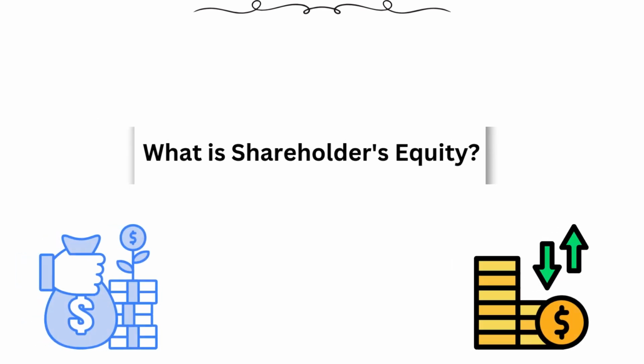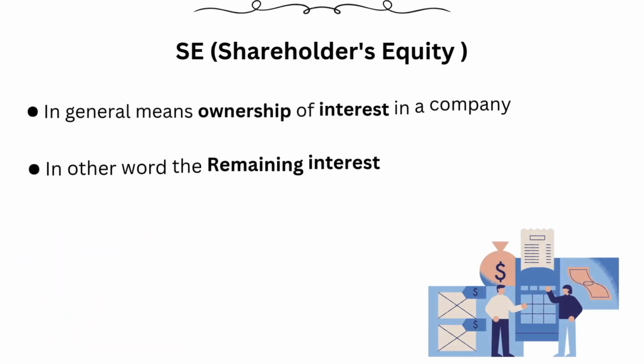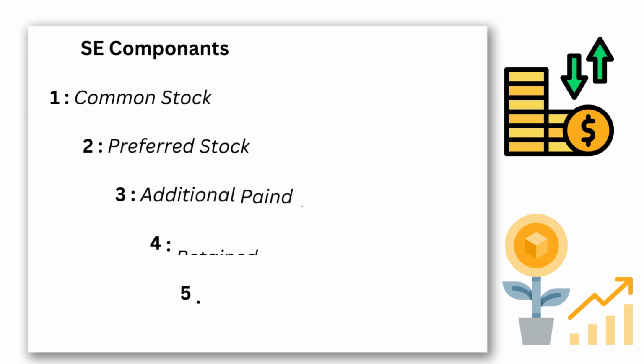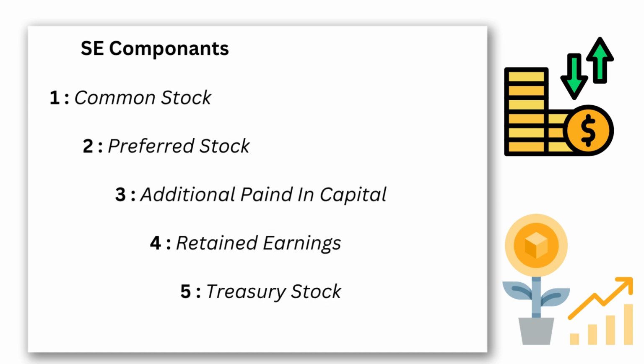The component is shareholders' or stockholders' equity. Stockholders' equity in general means ownership interest in a company. In other words, it is the remaining interest available for shareholders after deducting liabilities. Shareholders' equity components are common stock, preferred stock, additional paid-in capital, retained earnings, and treasury stock.